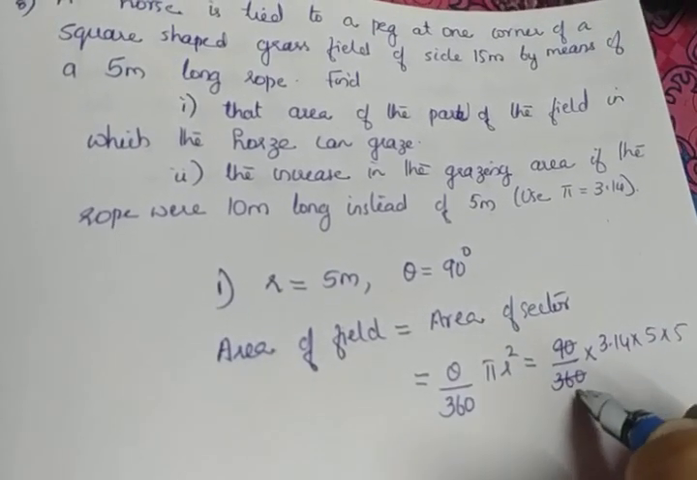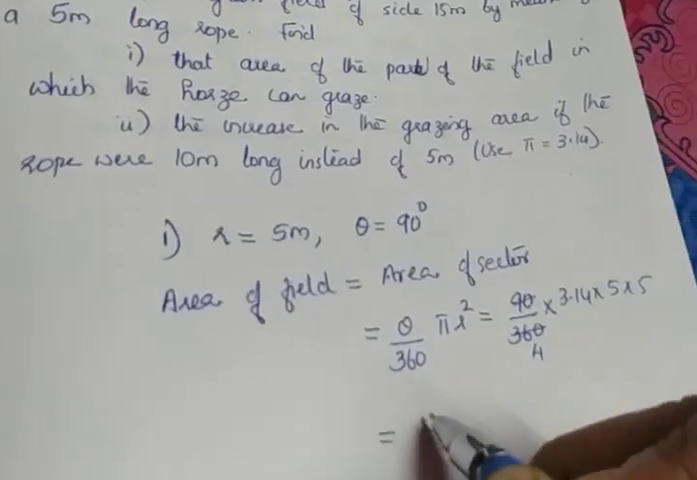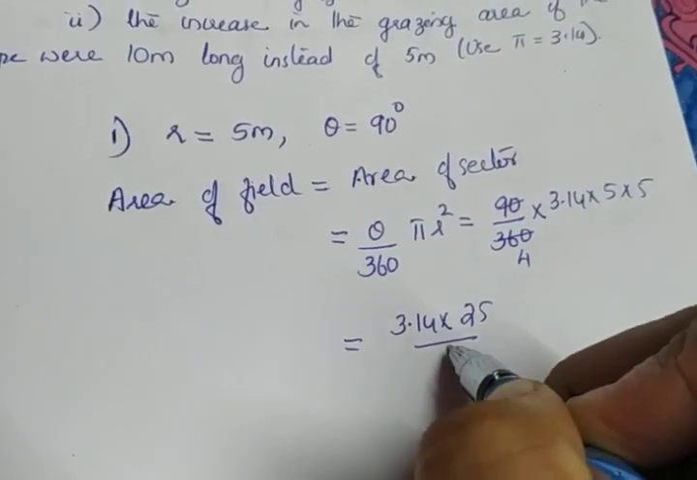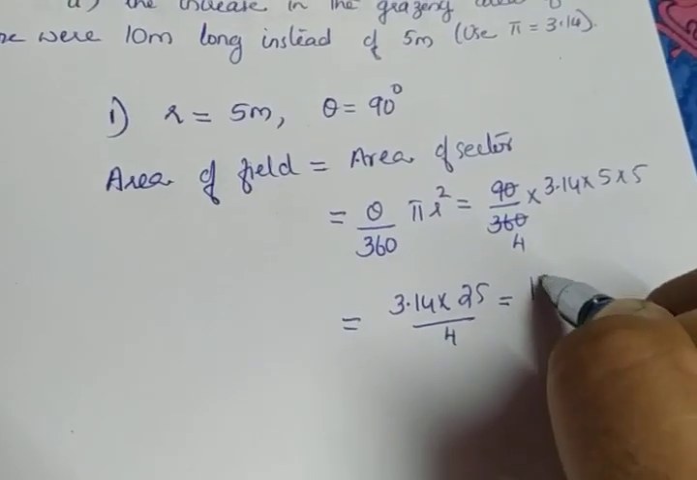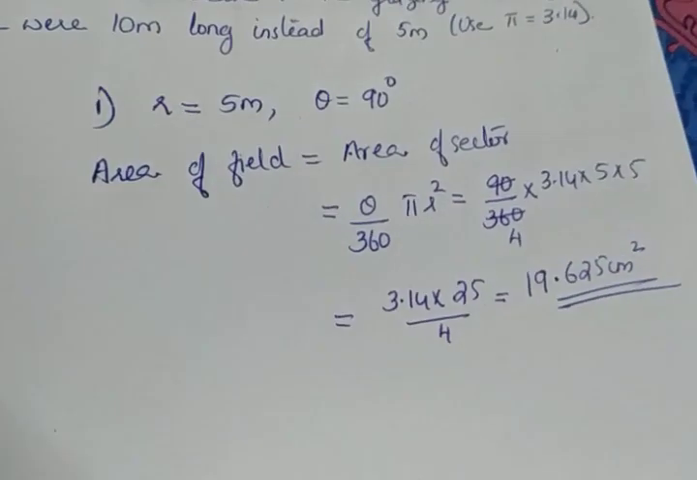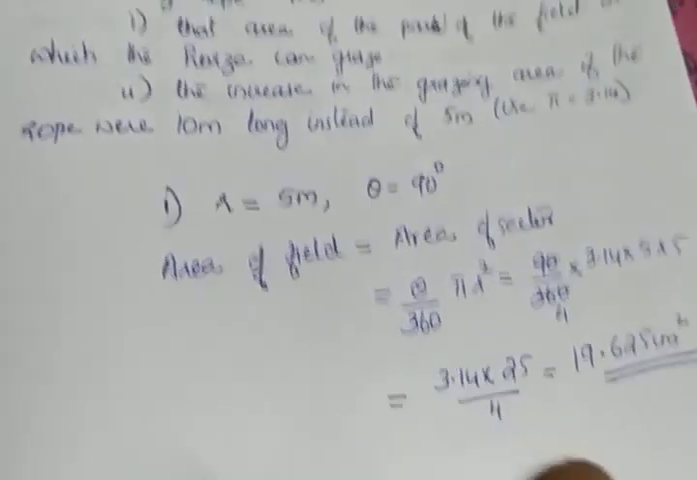90 and 360 get cancelled, giving you 1 by 4. So what we are getting is 3.14 into 25, since 5 into 5 is 25, by 4, which gives you the value 19.625 meter square.